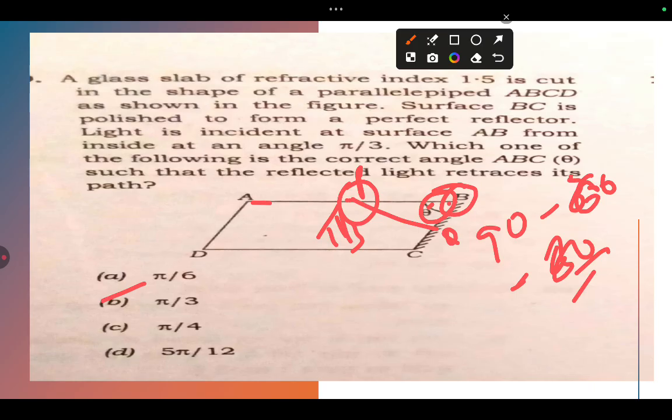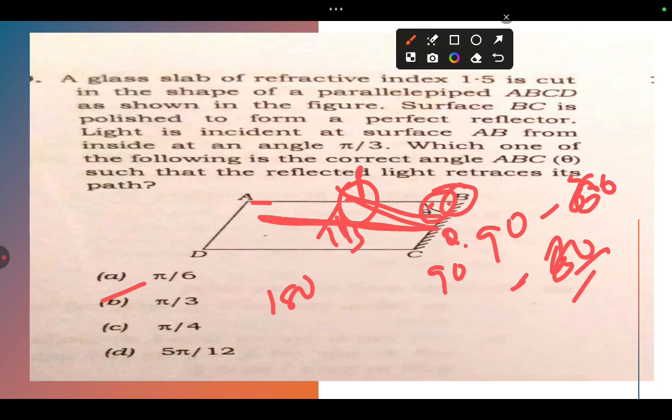Okay. It reaches the path, it must strike the BC. To come back, it has to strike this BC surface with what? With 90 degrees. So here, from the right angle triangle concept, by surface AB and surface BC, the light ray undergoes 180 degrees.